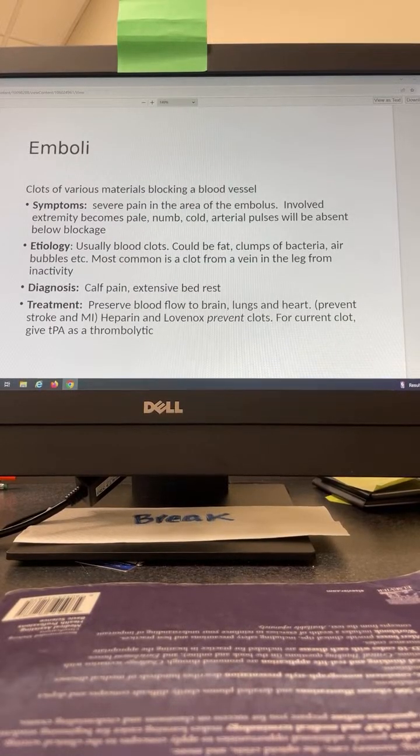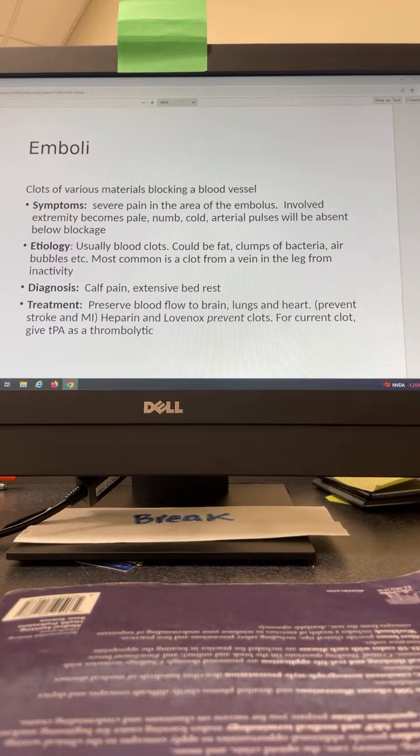All right, emboli. This should be familiar because we talked about this a bunch in CVA. An emboli is a what? Is a clot, right? One is called an embolus. Several is an emboli, like cactus and cacti. Embolus and emboli. An emboli can be made up of various different materials that block a blood vessel.